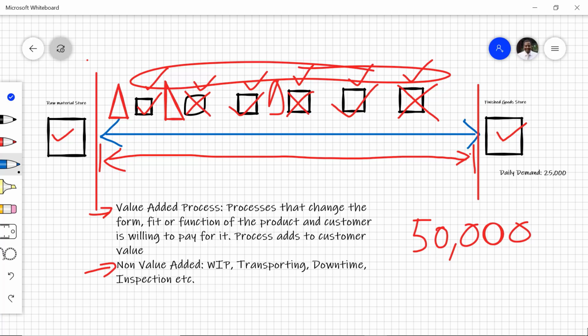So what is it that I include? I include the process over here, I include the process over here, I include the process over here. I only have 3 processes which actually add value. Now let's assume the total time taken to process one piece in this operation, one piece in this operation, and one piece in this operation is 30 minutes. So I write down here 30 minutes.